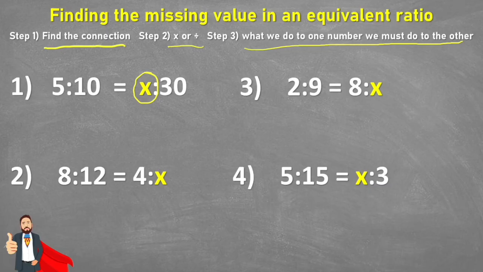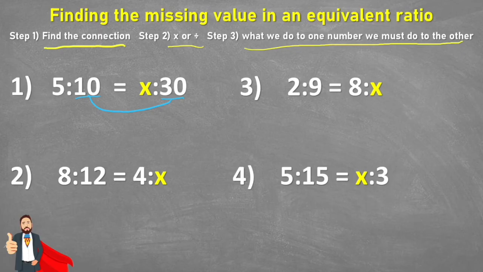And step 1 says to find the connection. So what does that mean? Well, it means that if these are equivalent, then the 2 sets of numbers that we have will have some sort of connection. And obviously with a ratio, the order that the numbers are written is really important. So this 10 is paired with this 30. So what we're looking for is the connection between it. And to do that, we're going to look at step 2, the multiplication or division.